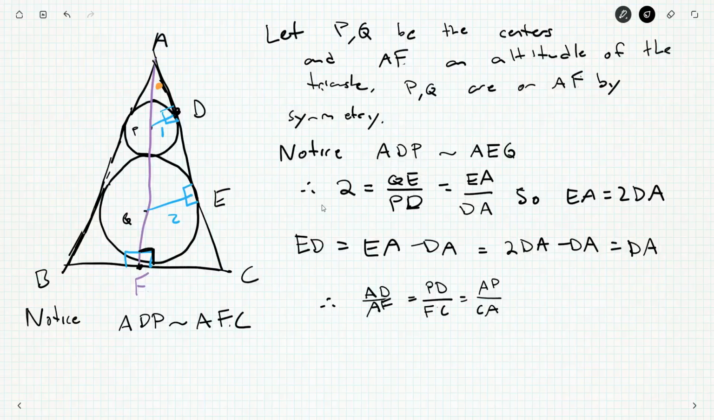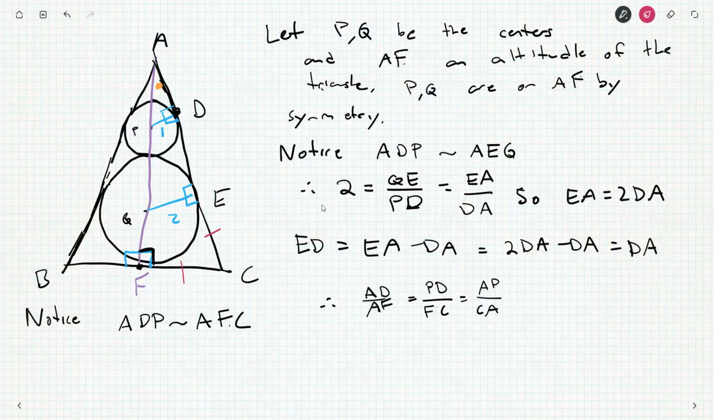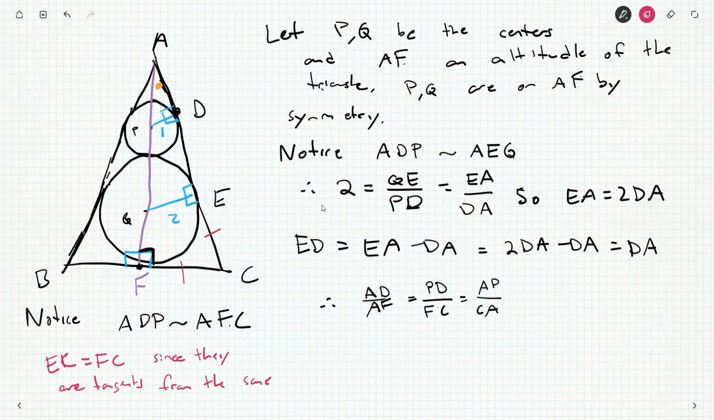Okay, now PD is 1. EC and FC are the same because they're both tangents. So EC equals FC, since they are tangents from the same point. Okay, so that's useful. We could also say, here's a 2, this is a 2, a 1, and a 1, but I'm not entirely sure how that's going to help us.